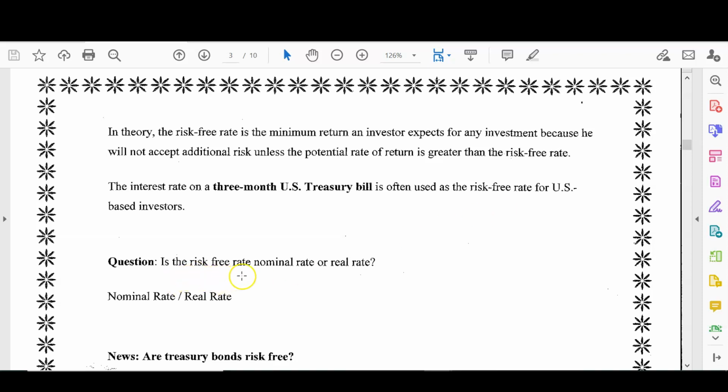Question: is the risk-free rate nominal or real? Remember, nominal rate minus inflation rate is the real rate. For nominal rates, it doesn't take out the inflation part, but for the real rate, it does. Which should we choose? It is actually the nominal rate. Any given rate usually is a nominal rate.